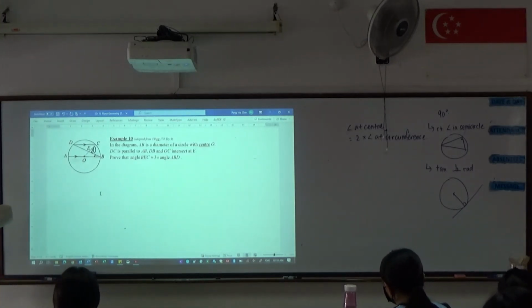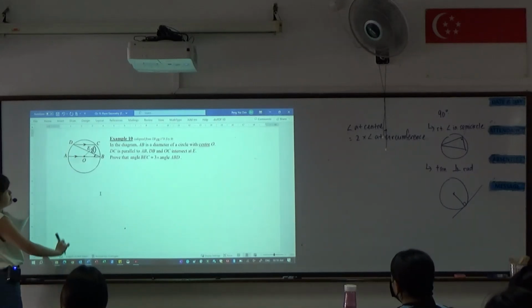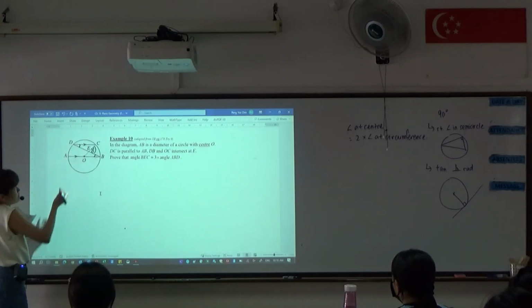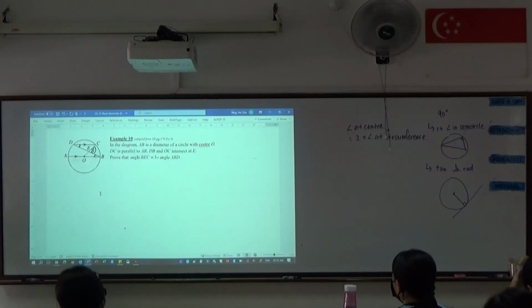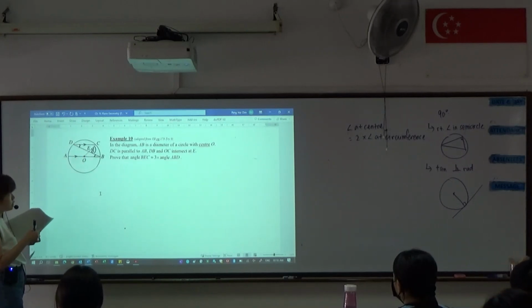Other than that, we also know that there are parallel lines. Okay, so with the parallel lines, we can see a Z shape. We can see our alternate angles. So I know that this angle is equal to this one. Okay, so at least we know that. Okay, we write down the things that we know first.